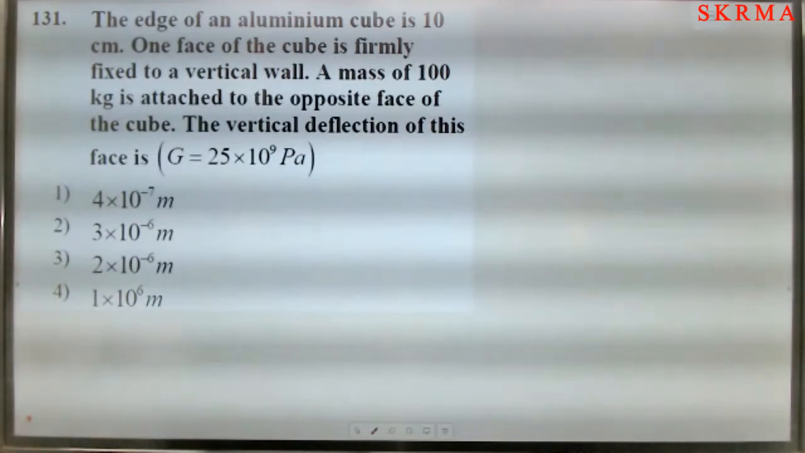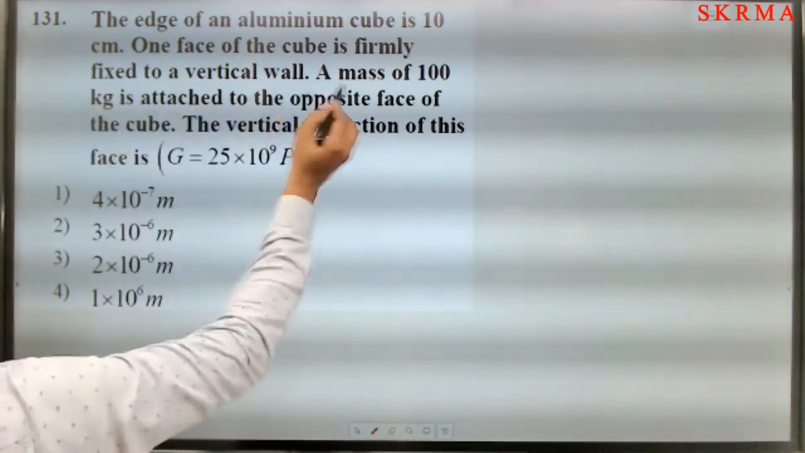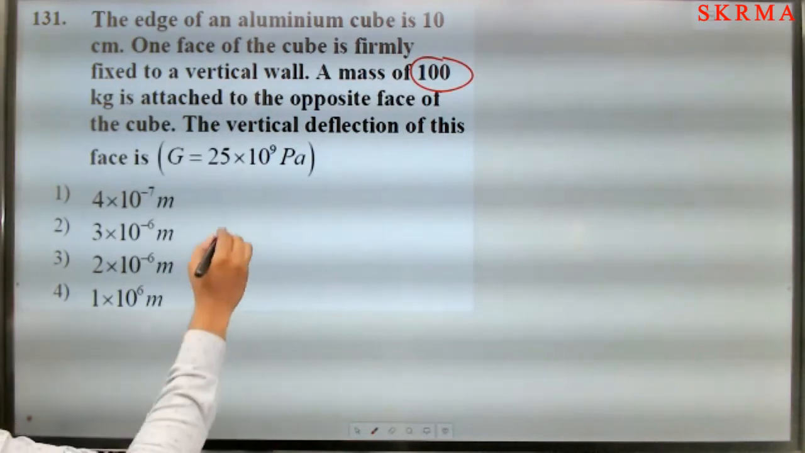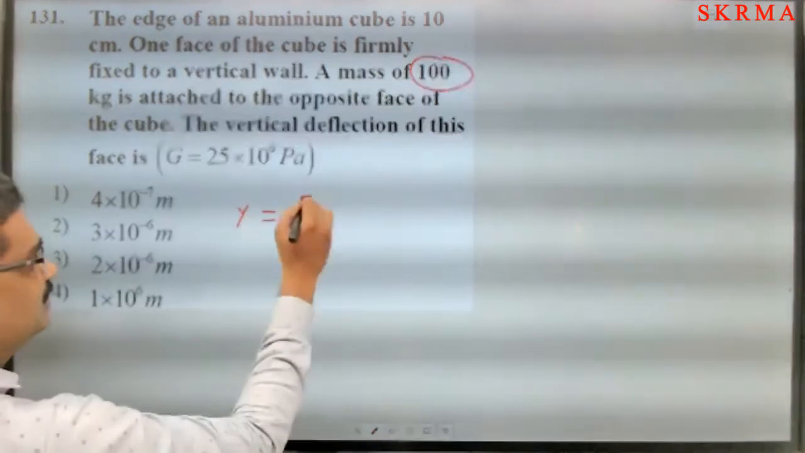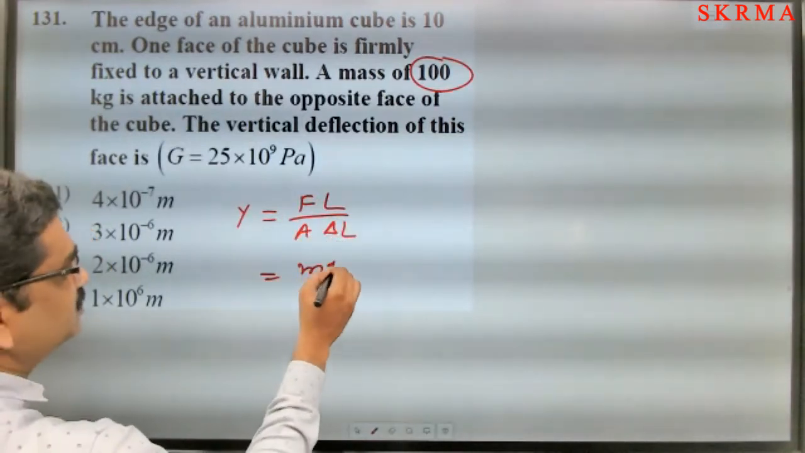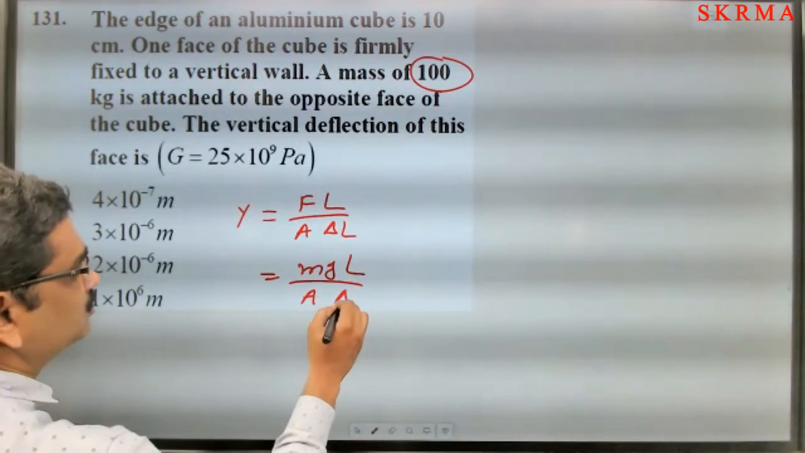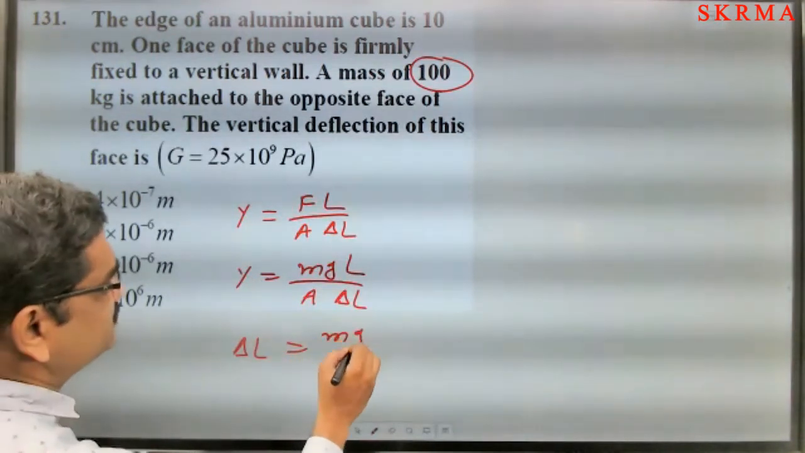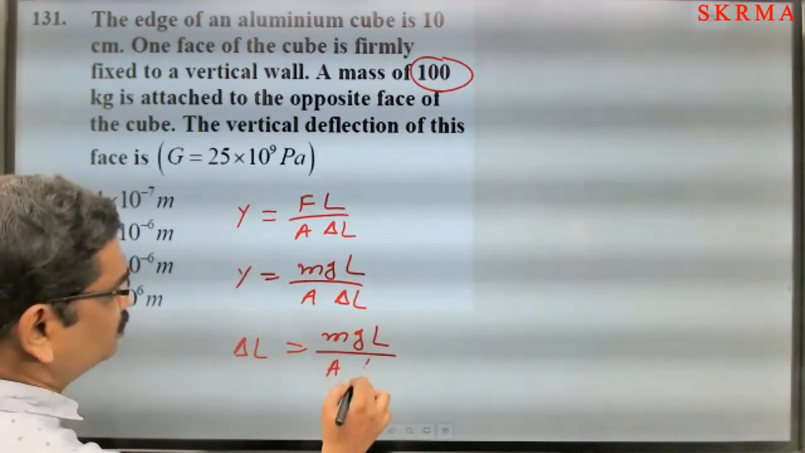Next one. The edge of an aluminum cube is 10 centimeter. One face of the cube is fixed to the vertical wall. A mass of 100 kg is attached to the opposite face of the cube, then the vertical deflection of the face is. Now use this Young's modulus equation: FL by A delta L, that is equal to mg into L by A into delta L. This is Young's modulus. So delta L equal to mg into L by A into Y.